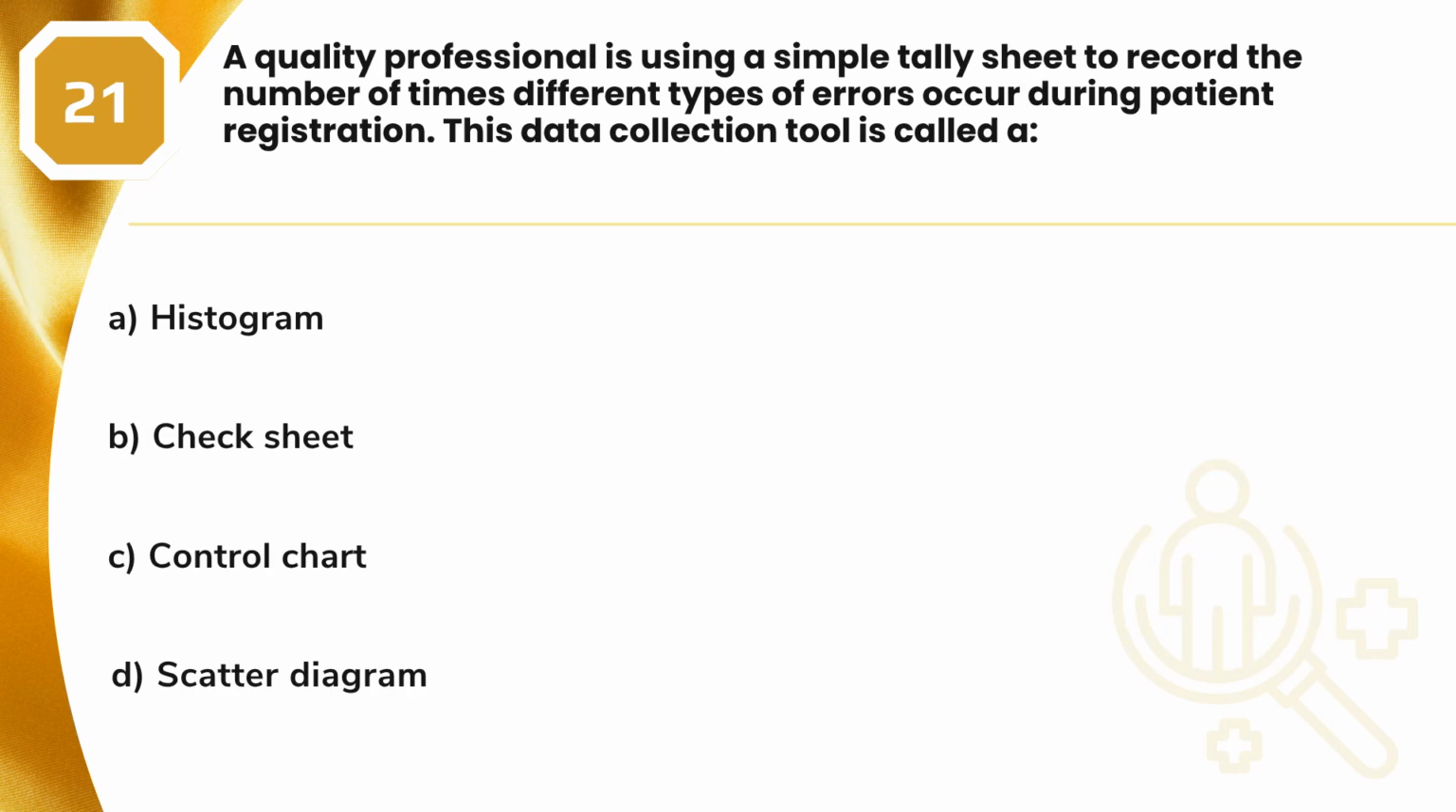Question 21. A quality professional is using a simple tally sheet to record the number of times different types of errors occur during patient registration. This data collection tool is called A. Histogram. B. Check sheet. C. Control chart. D. Scatter diagram.